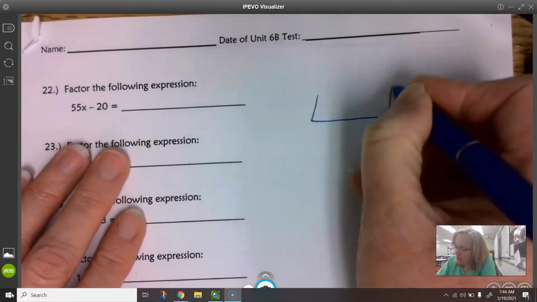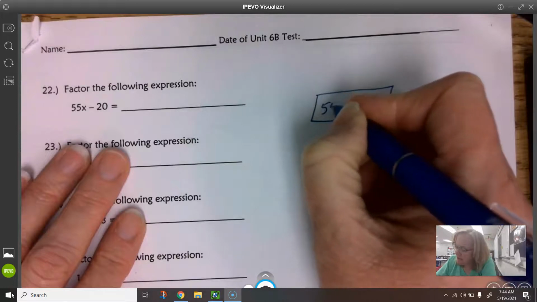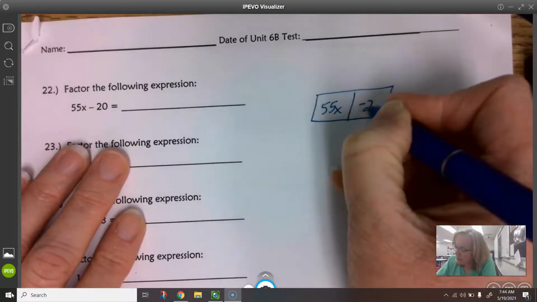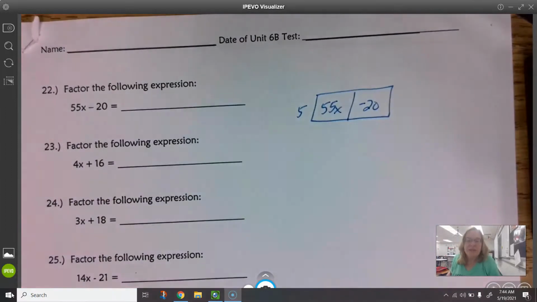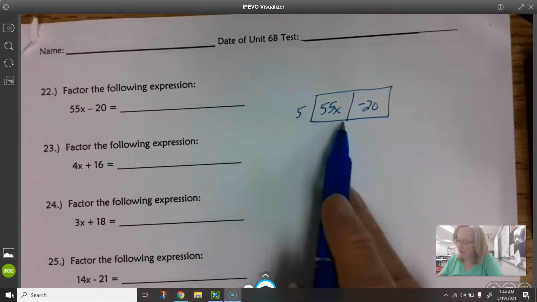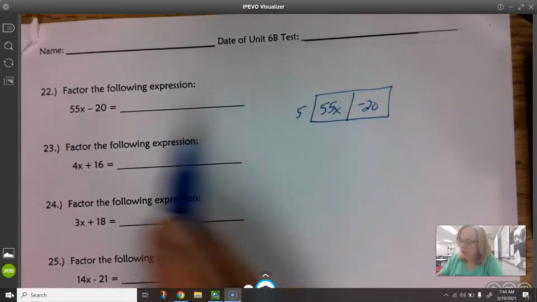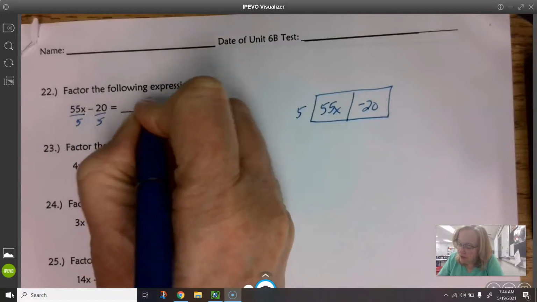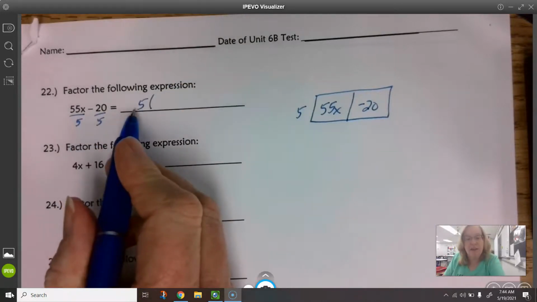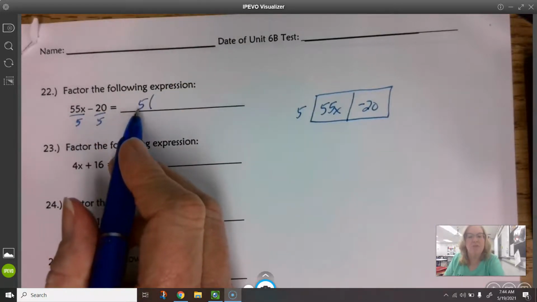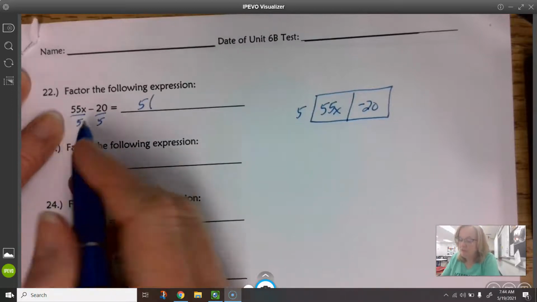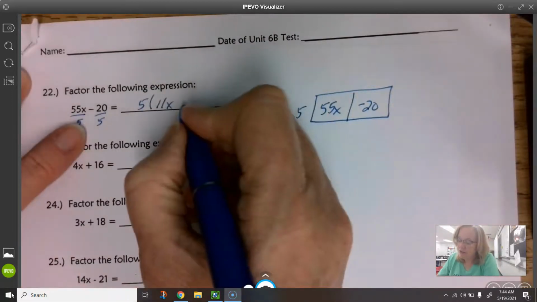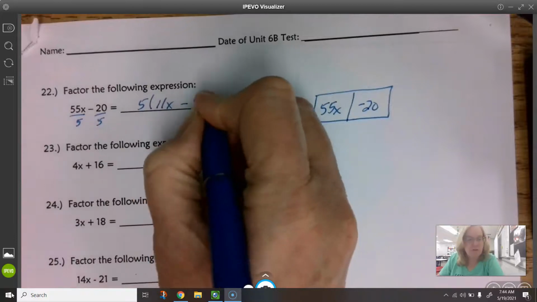So, if I'm using the box method, I have the 55x, and I have the negative 20. The reason I know they're both divisible by 5 is they end up with a 5 and a 0. So that's kind of how you know. So you're going to divide by 5. What I like to do is just write it right underneath it. I'm going to put a 5 up here. And don't forget that. Your greatest common factor has to go out in front. So make sure you put that greatest common factor there. 55 divided by 5 is 11x. Minus 20 divided by 5, that's 4.